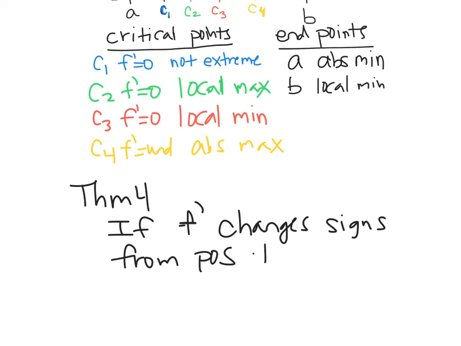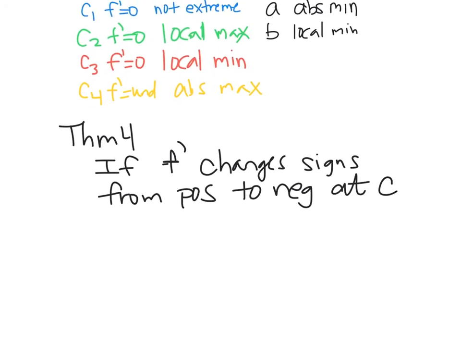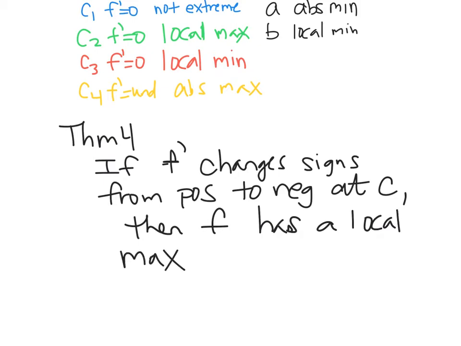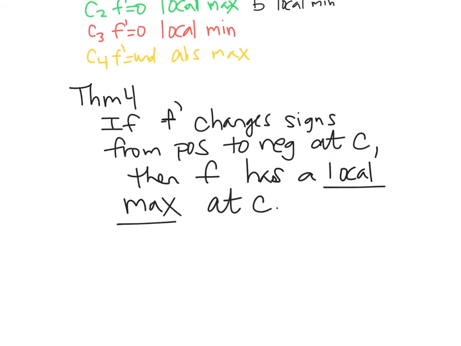From positive to negative at some x value C, then f, the original function, has a local max at C. It could be the absolute max, it doesn't matter, because absolute maximums are also local maximums too. But if f prime changes signs from positive to negative at C, then f has a local max.